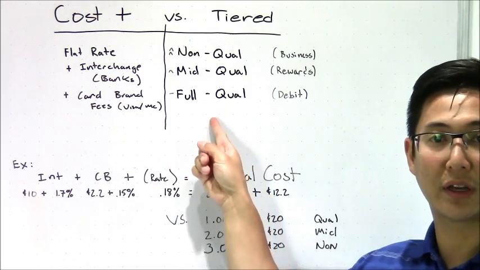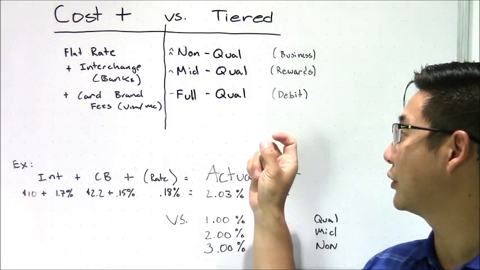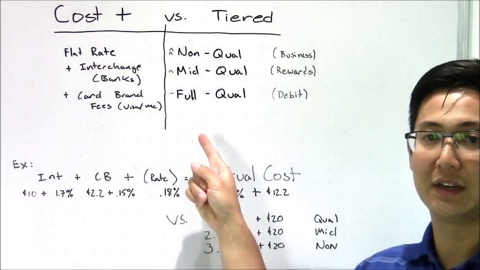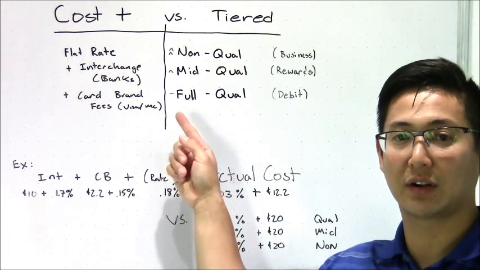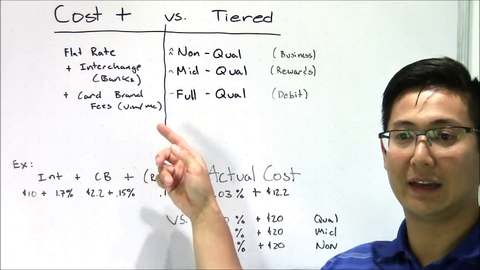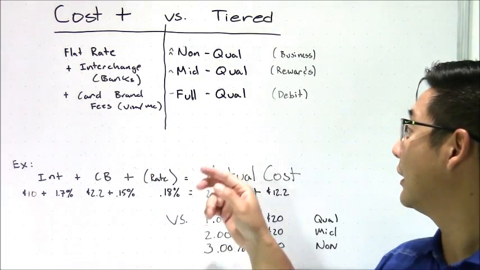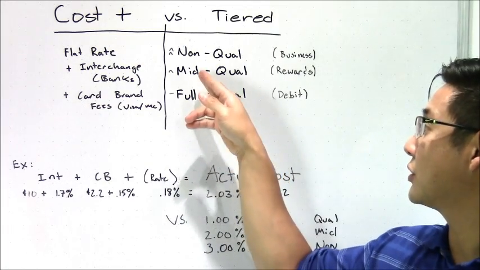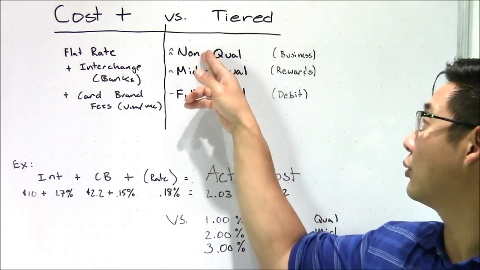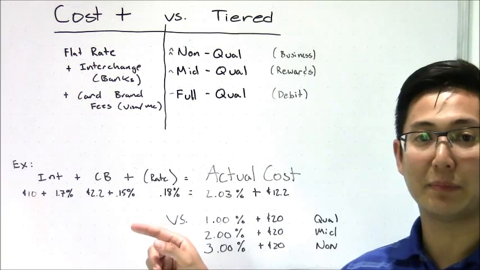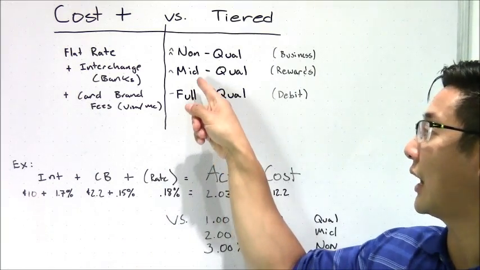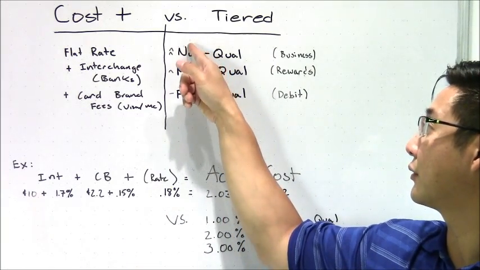Tiered pricing is kind of a marketing trick. This is the one that's going to show you a really low rate. So they're going to say credit card processing starting at under 1% and a 0-cent transaction fee, something like that. Something that's going to look really good. The problem is that there's also a mid-qual rate and a non-qual rate. So depending on the type of card you're running, you're going to get charged a higher rate for mid-qual and a higher rate for non-qual.